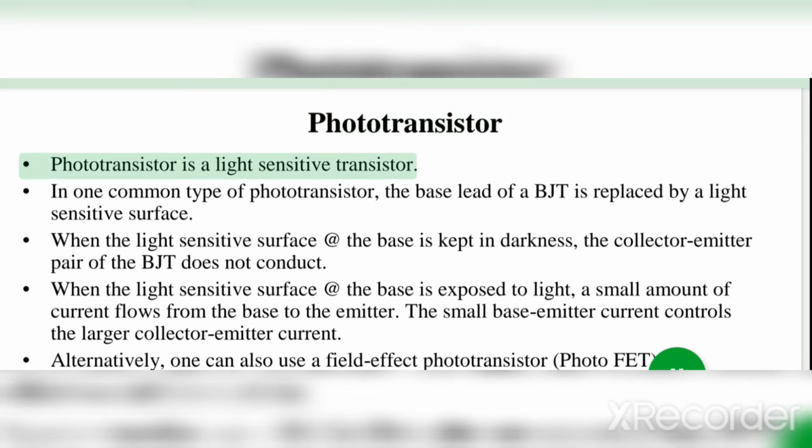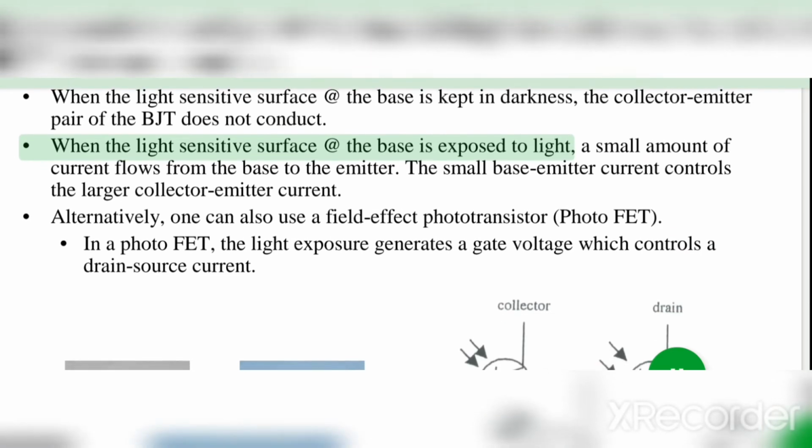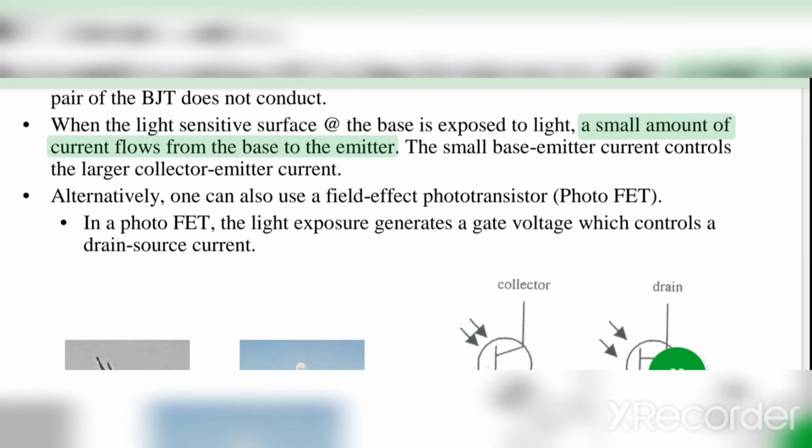Phototransistor. A phototransistor is a light-sensitive transistor. In one common type of phototransistor, the base lead of a BJT is replaced by a light-sensitive surface. When the light-sensitive surface at the base is kept in darkness, the collector-emitter pair of the BJT does not conduct. When the light-sensitive surface at the base is exposed to light, a small amount of current flows from the base to the emitter. The small base-emitter current controls the larger collector-emitter current.